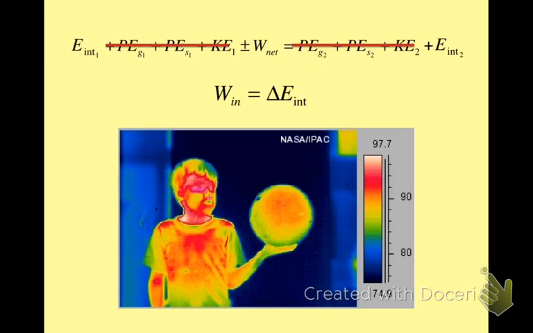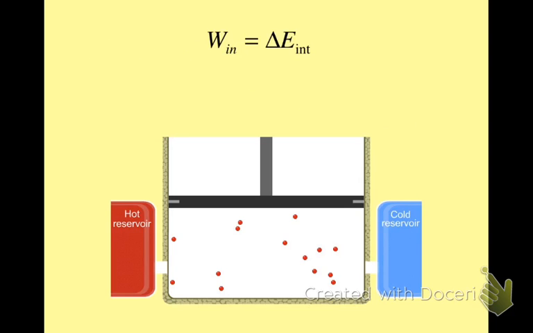How can we measure that? How can we measure an increase in internal energy? Temperature. Temperature is a measure of the internal energy of the system. So here's our more classic example for thermodynamics, and that is going to be a gas enclosed in a cylinder with a movable piston. There is a way to transfer thermal energy in or to transfer thermal energy out. That's what the hot and cold reservoirs show.